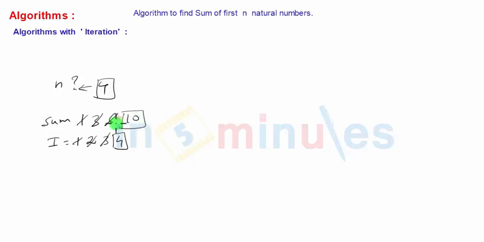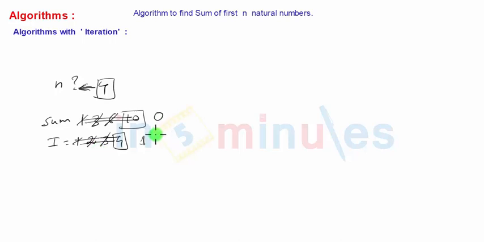How will we get this done from a computer? For the computer to perform this task, our first step will be to input a value for n. Then we'll initialize, or set, the summing value as 0 and the counting value as 1. Now why is that summing value 0? Because the first time when you take the sum, that time the sum is unknown.